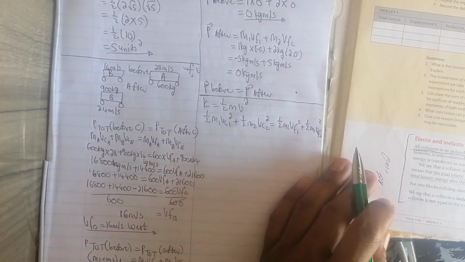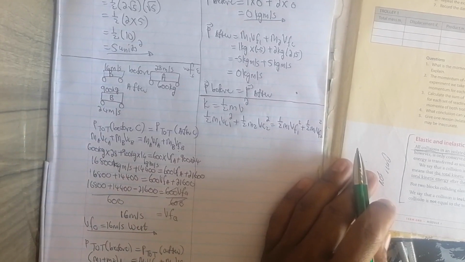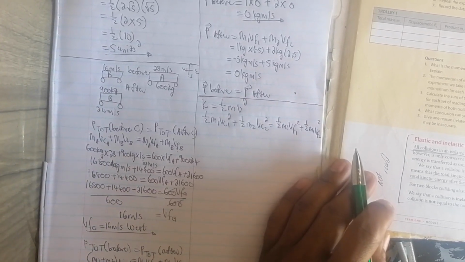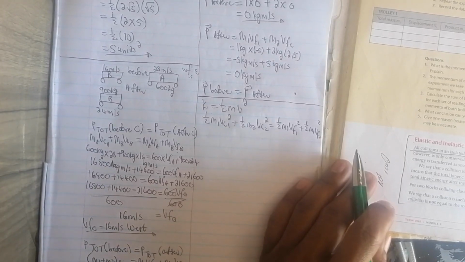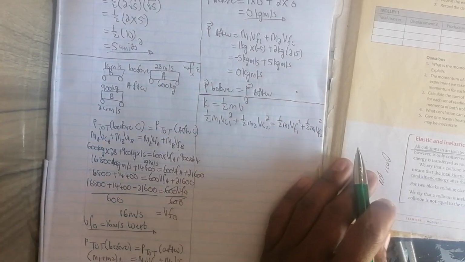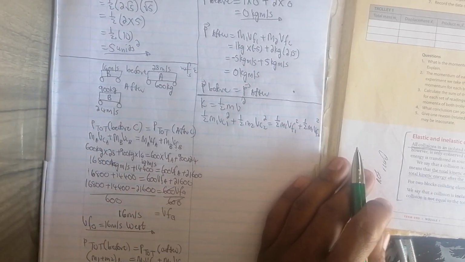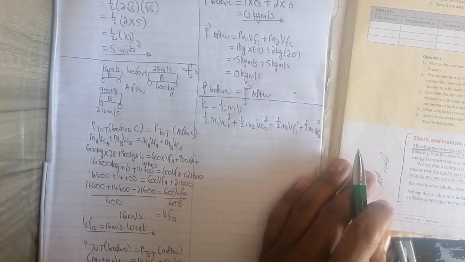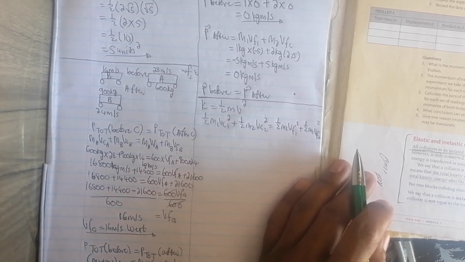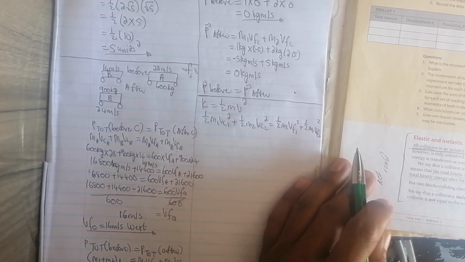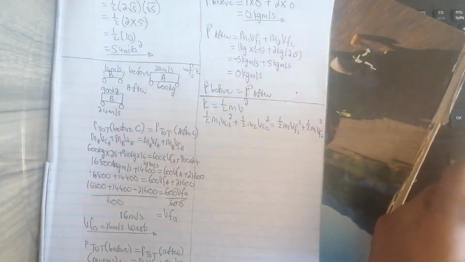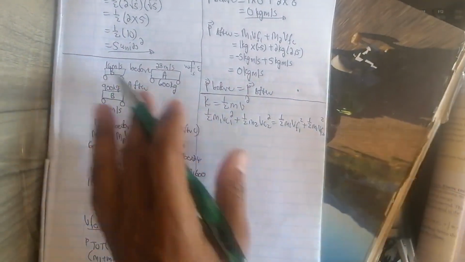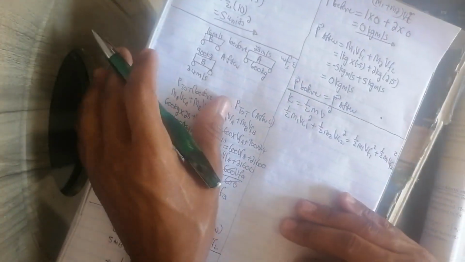Now remember what we said. We said all collisions in an isolated system conserve momentum, but not necessarily the kinetic energy. This is very, very important. It doesn't necessarily mean that if you have an isolated system where momentum is conserved, automatically you will have kinetic energy also being conserved. It is very much dependent on what we will see as time progresses.